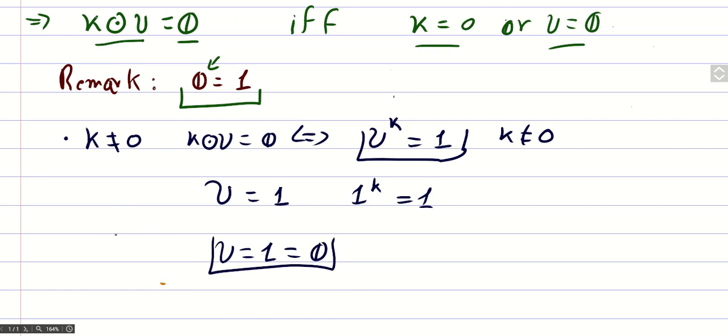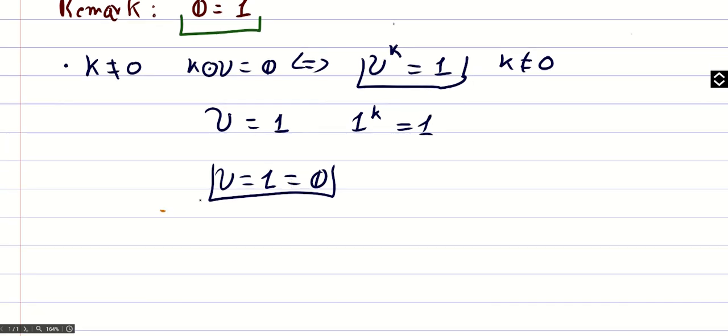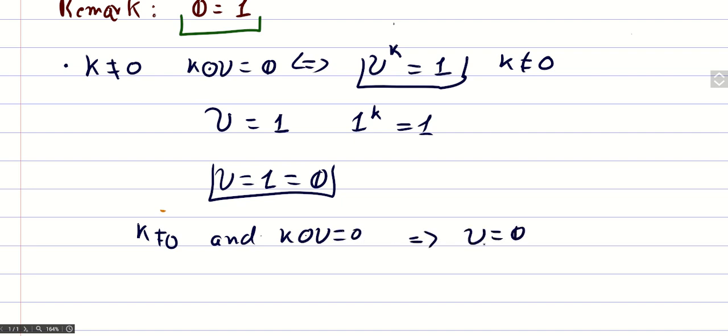So we have shown the first step of this proof: if k is different from 0 and k times u is equal to the zero vector, then u is equal to the zero vector. And here the zero vector, in this case, is 1.